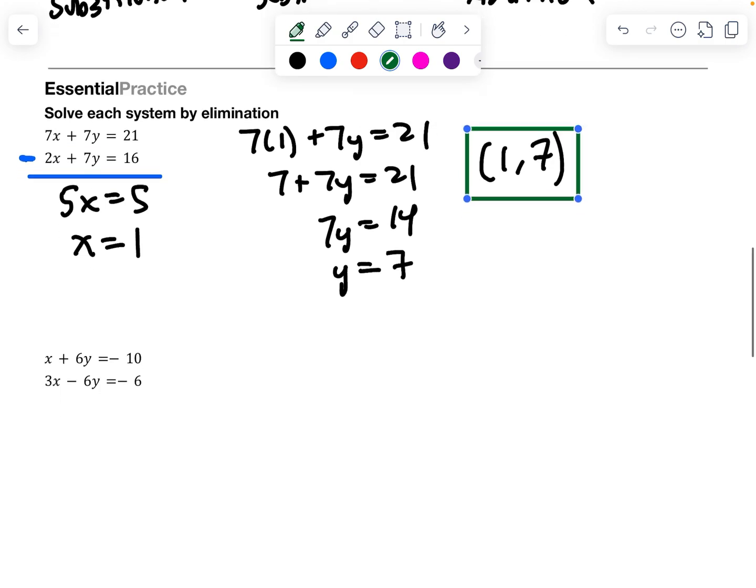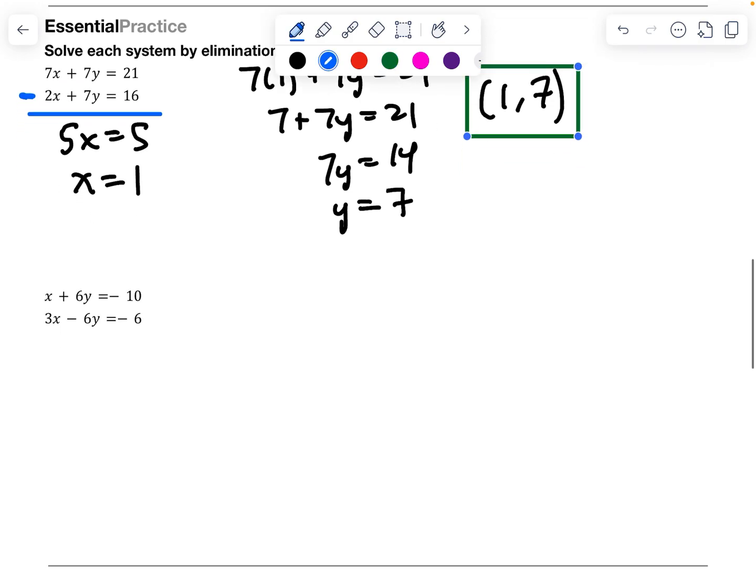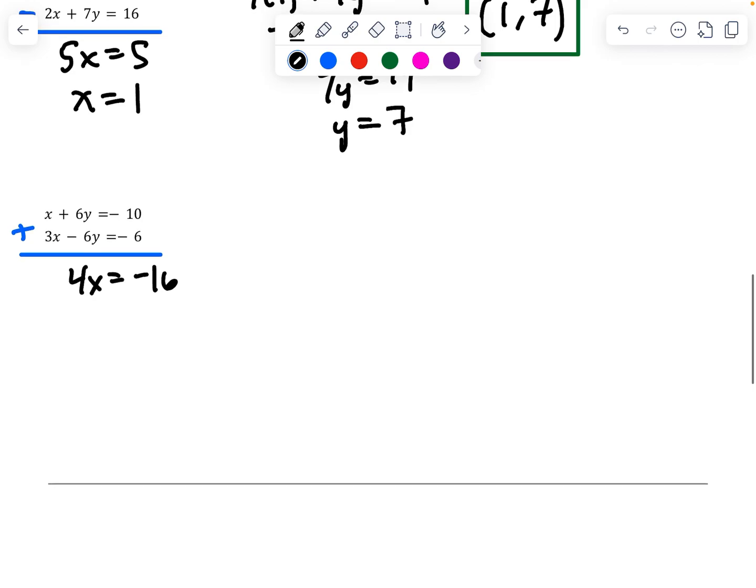All right, let's look at this next one. The goal here is to eliminate a variable. Looks like y is going to be the easiest to eliminate. If we add, those y's will turn into a 0. So x and 3x is 4x. Negative 10 plus negative 6 is negative 16. So x equals negative 4 when I divide by 4.